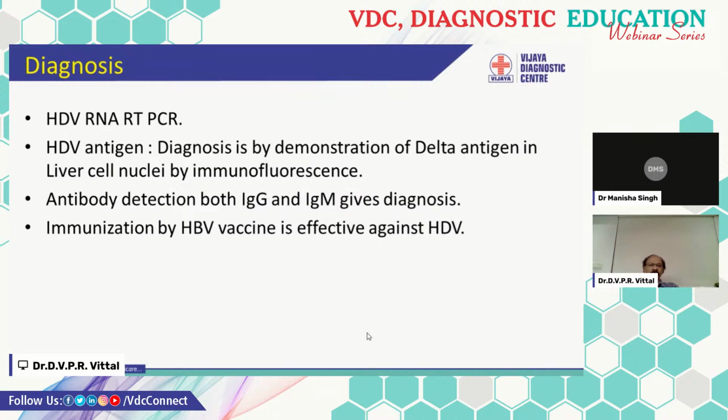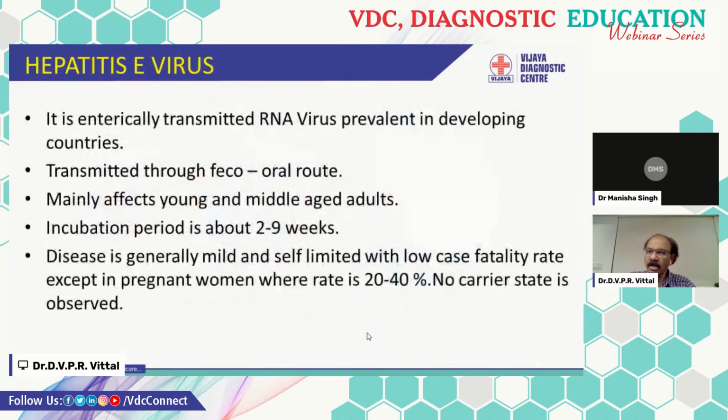Immunization. Now, the prevention of this particular viral disease is by hepatitis B viral vaccine because this is dependent on hepatitis B virus for its replication as well as infection. Once HBV is prevented, HDV also is prevented, and hence hepatitis B vaccination is effective against HDV also. And all these tests are done by chemiluminescent microparticle immunoassays, ELISAs, RT-PCRs. All these tests are done in our institute, that is our Vijaya Diagnostic Center.